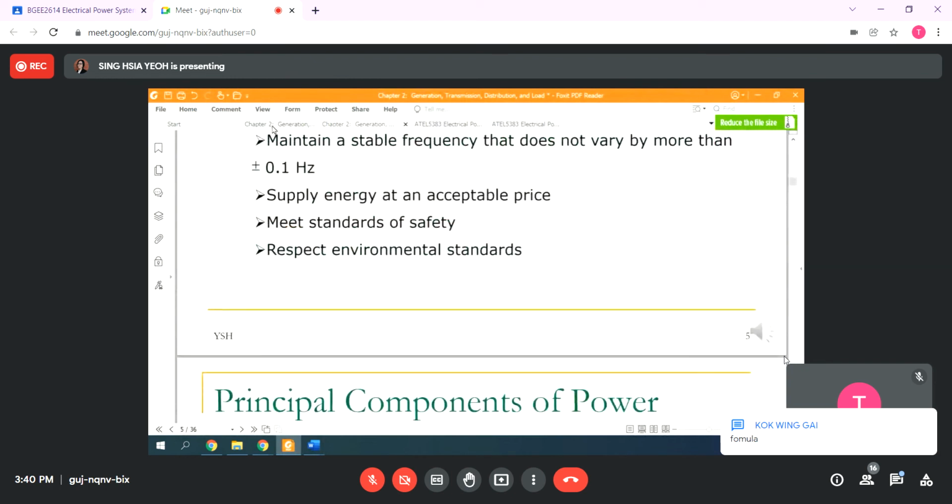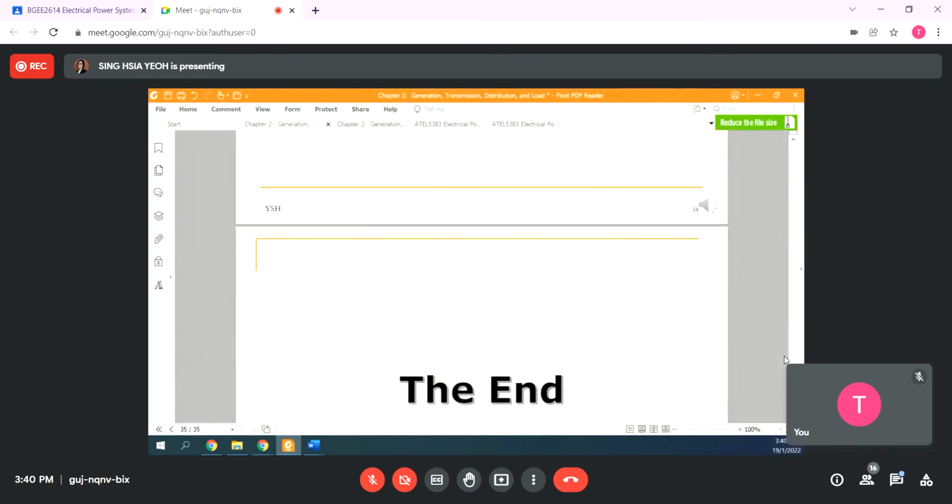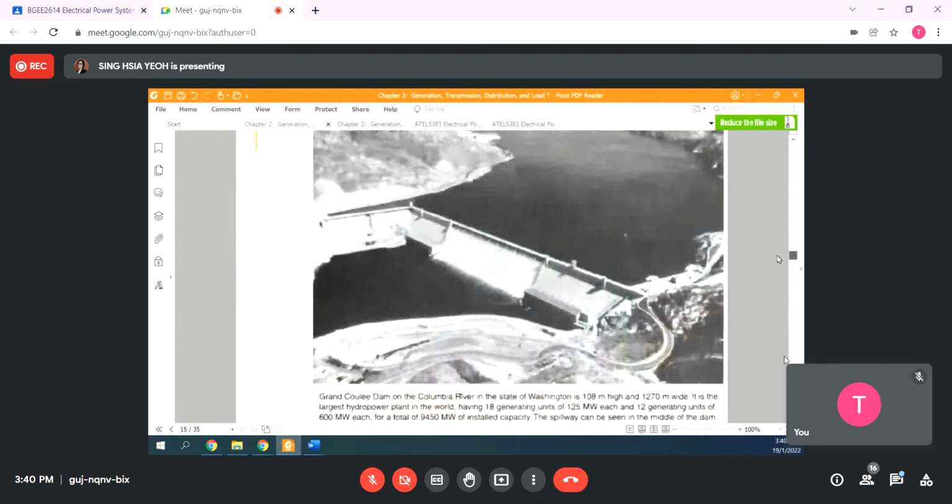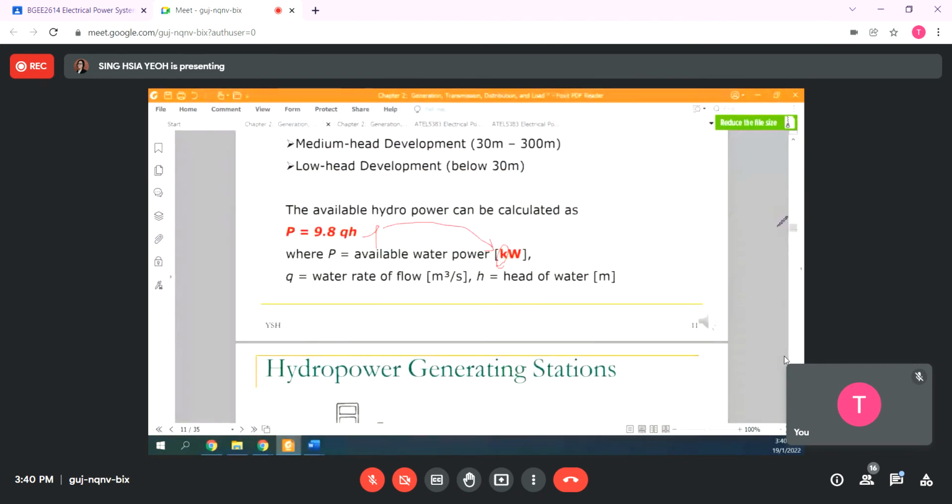I think it's chapter 1A. I mentioned just now, the original formula is actually 9.8 Q H rho. So this rho is the water density, so 1,000. So there is a K here, 1,000 here for water density. Water density. Understand that?